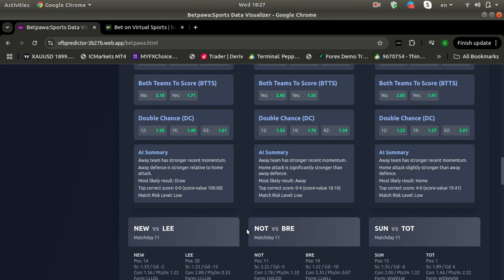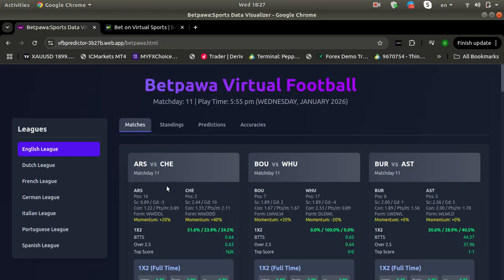All right, so there you have it, guys. Today I've explained what this information over here means and how you can use it to place more informed bets. Guys, I hope you use this tool to place bets and all the best in your winnings. All right.